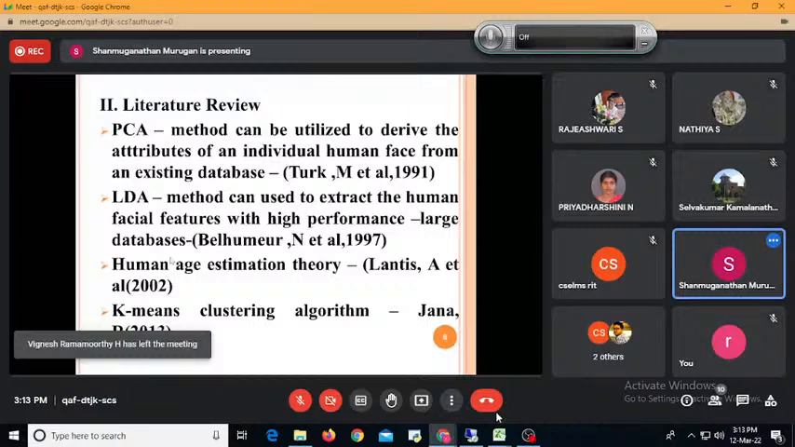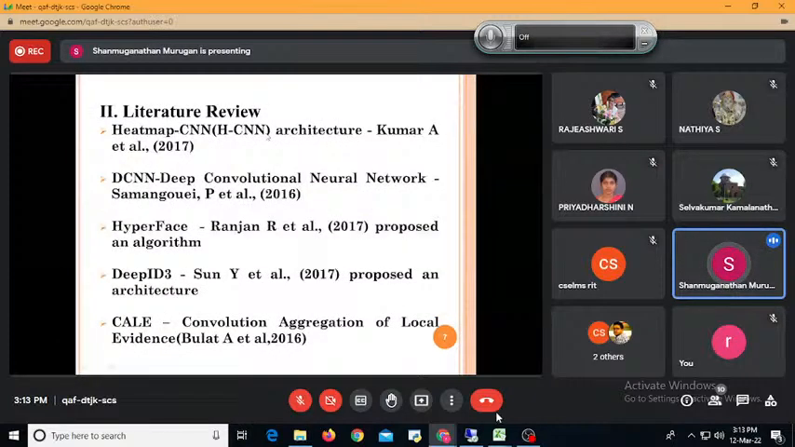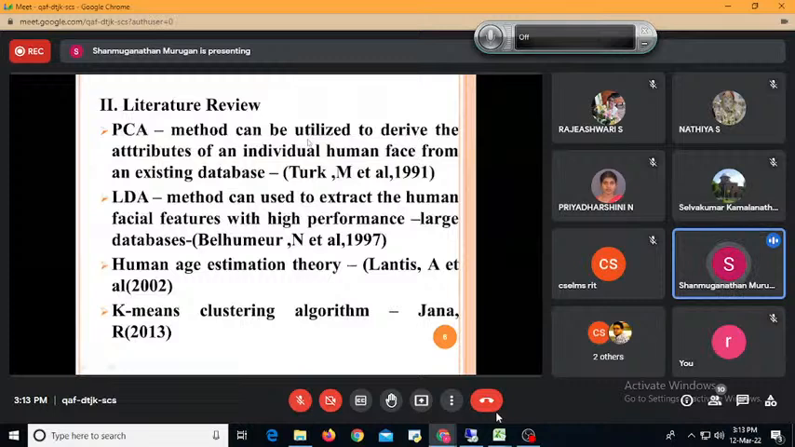It's an algorithm. It was used here. It is used to derive the attributes of individual human faces from existing databases. A linear discriminant analysis method is used to extract the human facial attributes with high performance. So this supports large databases.